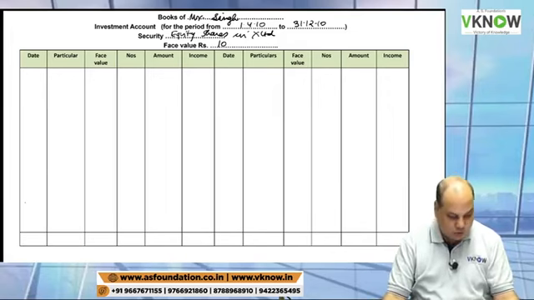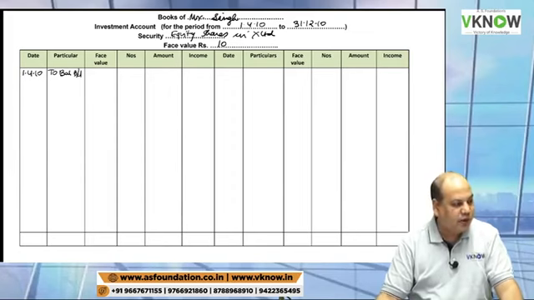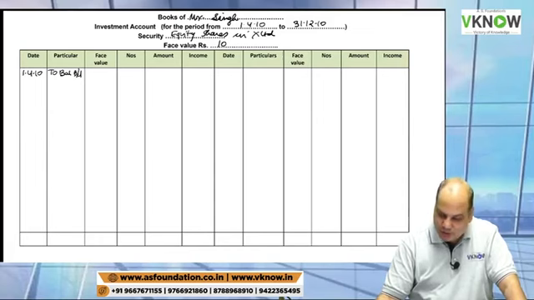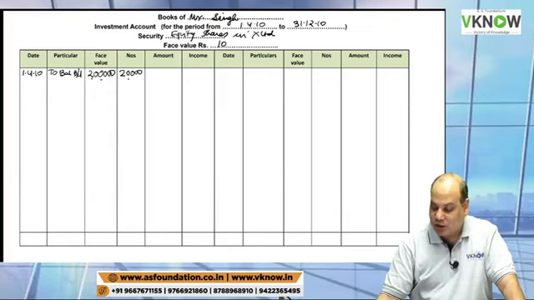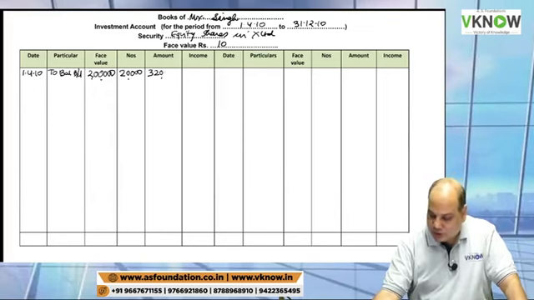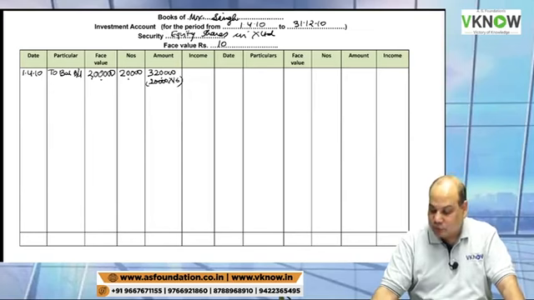First, write down opening balance, balance brought down. Numbers 20,000. Face value 2 lakh. And amount 3,20,000. 20,000 into 16, so we are getting 3,20,000.